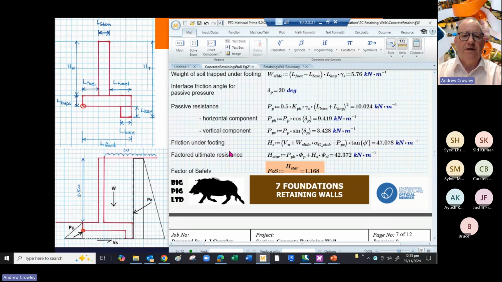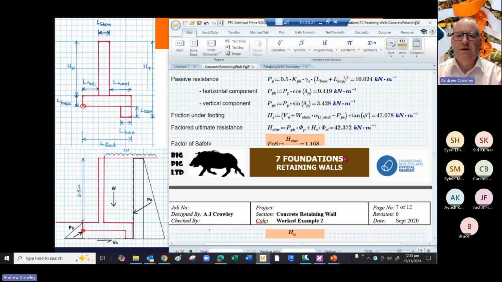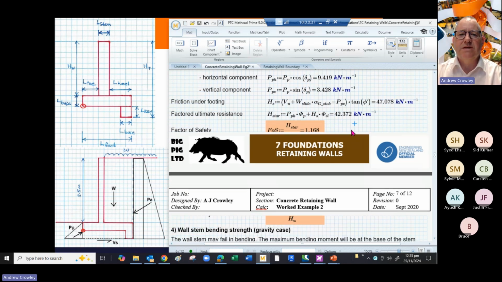We can work out what the friction under the footing is as 47, and the factored ultimate resistance as 42. So our factor of safety works out as 1.16, so the applied load is slightly smaller than the capacity.